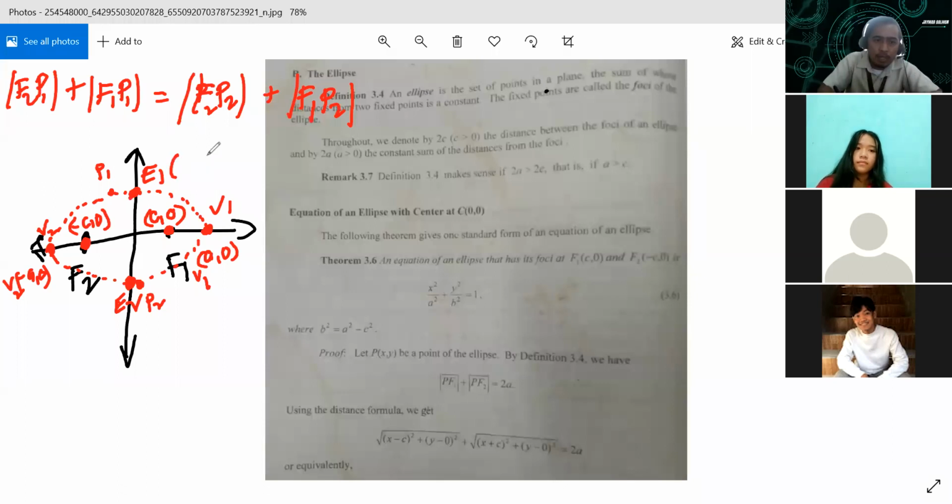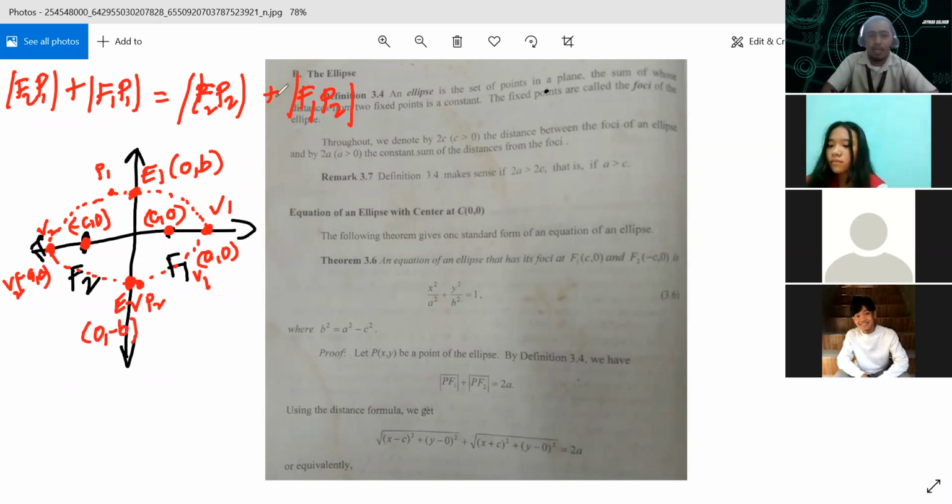In your extremities, the coordinate would be 0, B. You will be using B for your extremities. For your extremity 2, it should be 0, negative B. In this example, we have an ellipse wherein the major axis is along the x-axis.